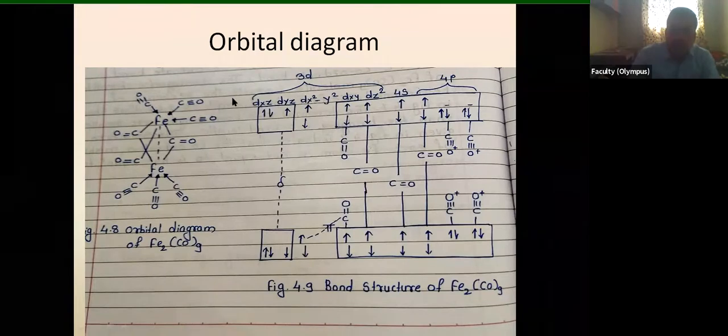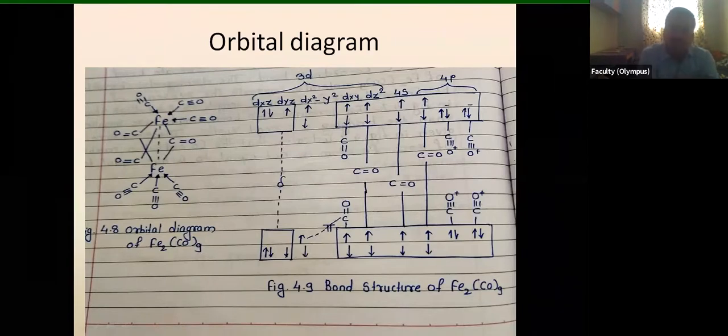In this structure I have shown the upper one for one Fe atom and the lower one for the other Fe atom. Both Fe atoms have the same electronic configuration. This is dxy, dyz, dx square y square, dxy and dyz. Same for the below Fe atom also. So there are 6 electrons in the 3d orbital. These two are paired and the remaining 4 are unpaired, and these are from 4s.